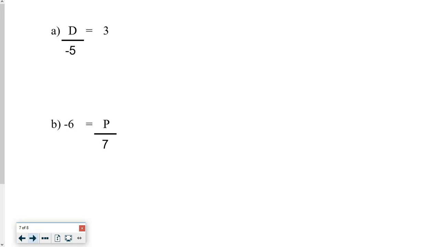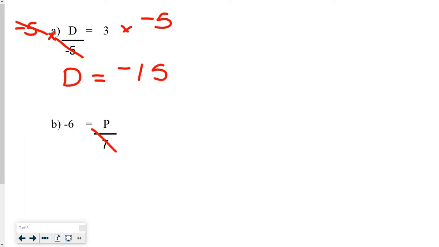One more time, just for everybody who's not following along at home. If you are, I hope you're doing this on your own. We have to multiply by negative 5, which means we multiply both sides by negative 5. Those negative 5's cross out. D equals negative 15.